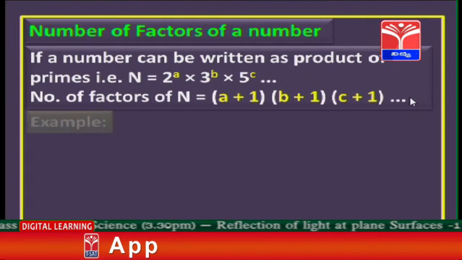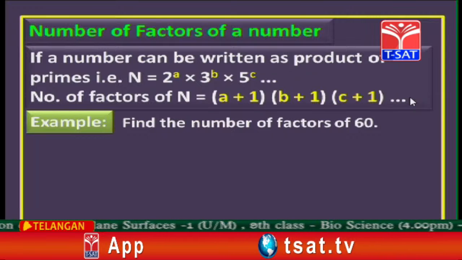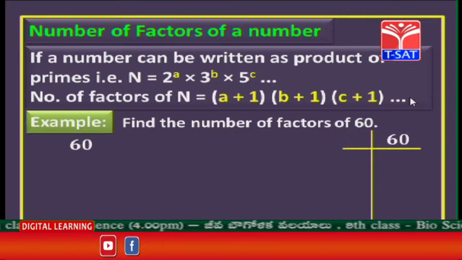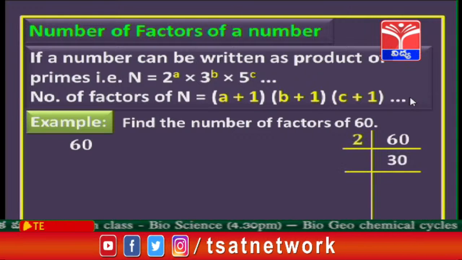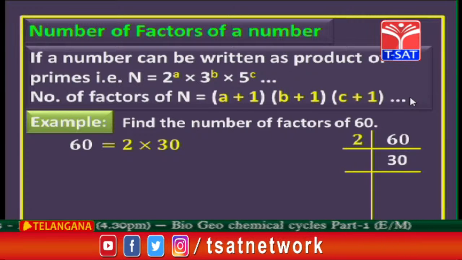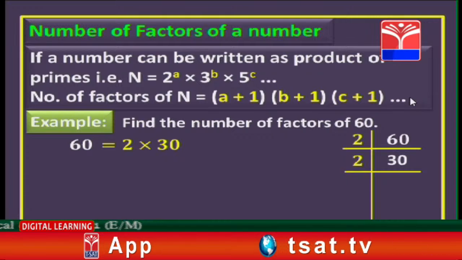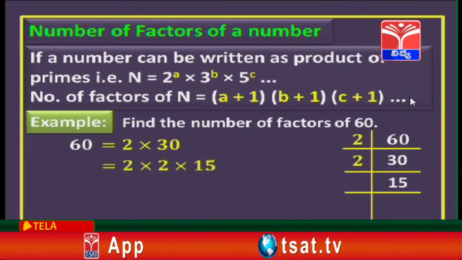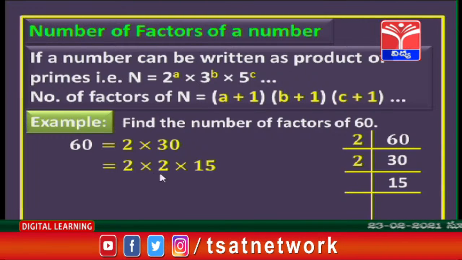So, let us take one example to understand this concept clearly, children. Find the number of factors of 60. Consider 60. Now, let us factorize this. We are going to do prime factorization. The first prime is 2, it goes 30 times. So, I will write 60 as 2 into 30. Then again 30 is divisible by 2. The same prime factor again, 2. It goes 15 times. So, I write it as 2 into 2 into 15. This 2 remains the same, whereas 30 is written as 2 into 15.